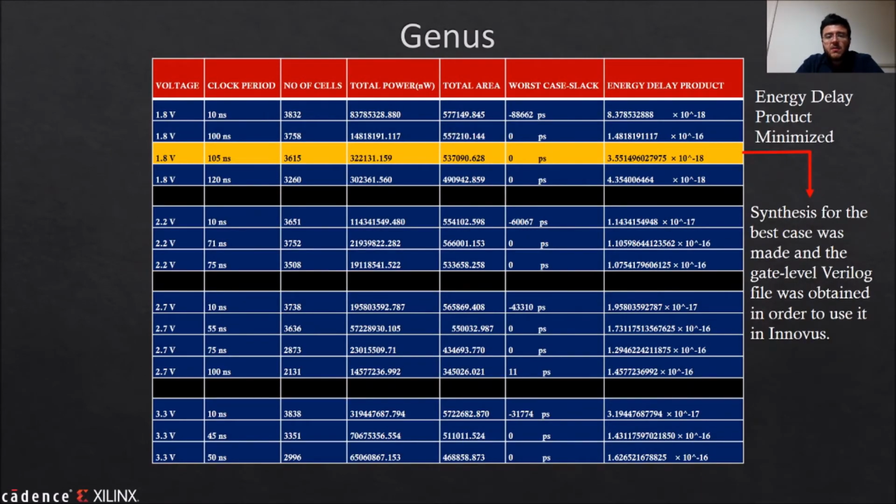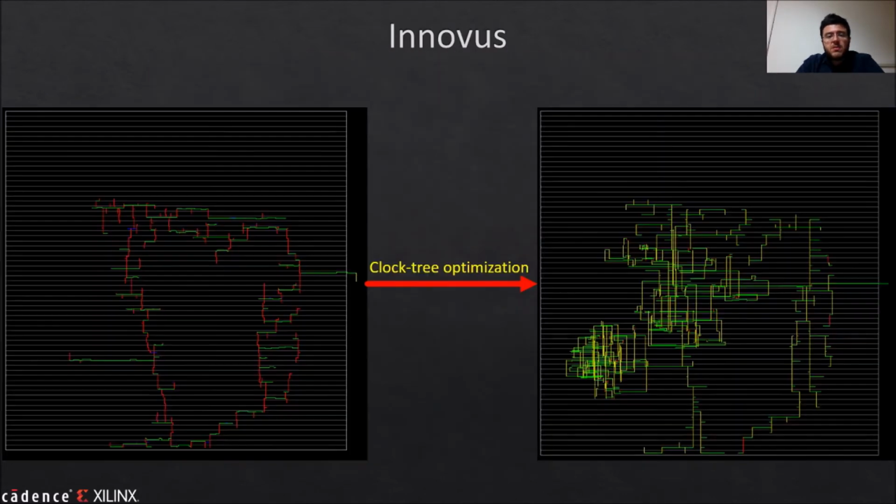Before passing to Innovus, I made lots of trials in order to minimize the energy delay product. Here you can see the minimum energy delay product, which is obtained at 1.8 volts and 105 nanoseconds. After completing this part, the gate level Verilog file was obtained in order to use it in Innovus.